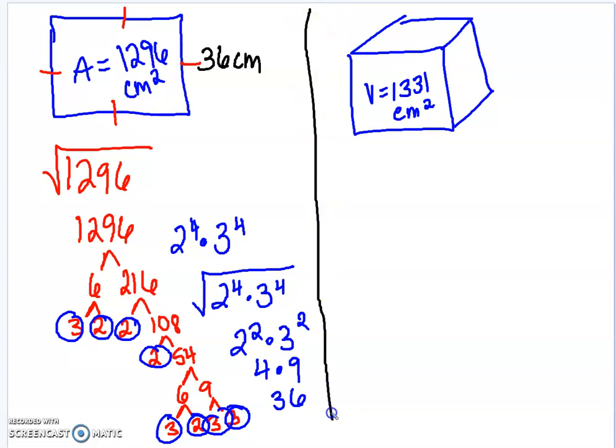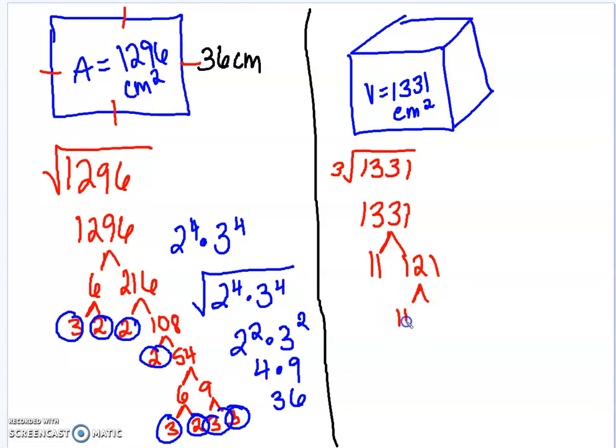We can do the same looking at this cube, but instead of finding the square root, since it's a cube, we want to be able to find the cube root. So let's find the cube root of 1331. So we'll break this down a little farther. 1,331 can be divided by 11. So it's 11 times 121, and then 121 is 11 times 11.